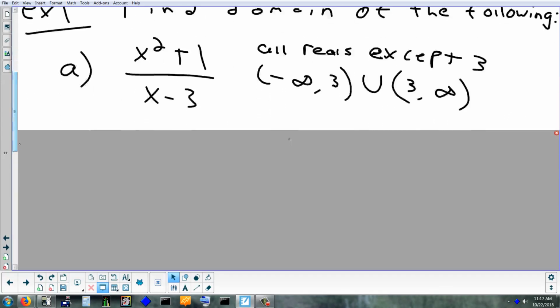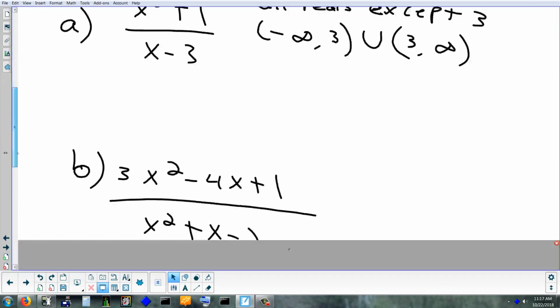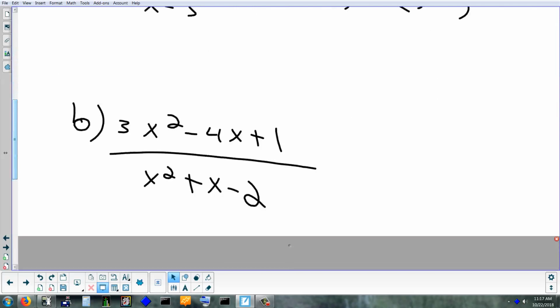Okay, that's that one. Let's try this one. So I want to find the domain. What do I have to focus on for domain again? Numerator or denominator? Denominator.